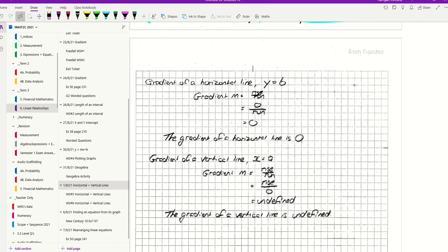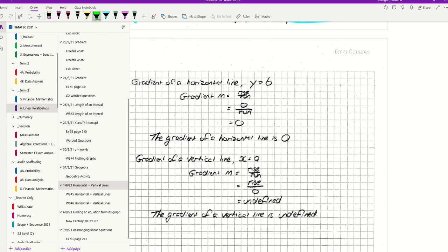What I just want to do is emphasize this section here, which is our gradients. The gradient of a horizontal line, y equals b. The gradient m is our rise over our run. Now our rise is 0 because it's horizontal, we don't go up. I've left it in English as our run because it goes on forever. But if there's 0 on top of a fraction, the answer is 0. The gradient of a horizontal line is 0.